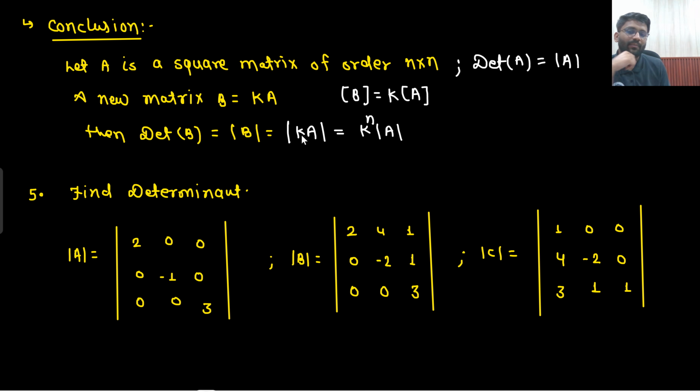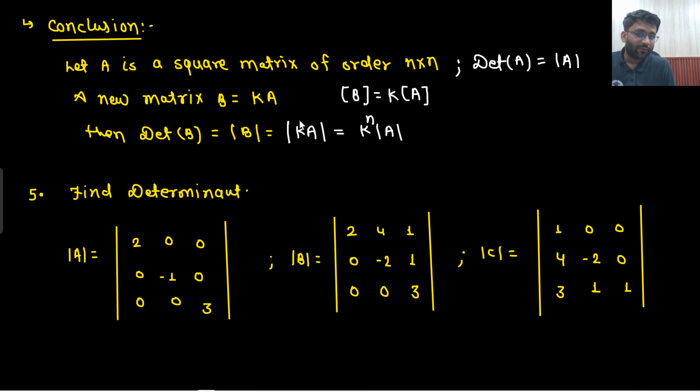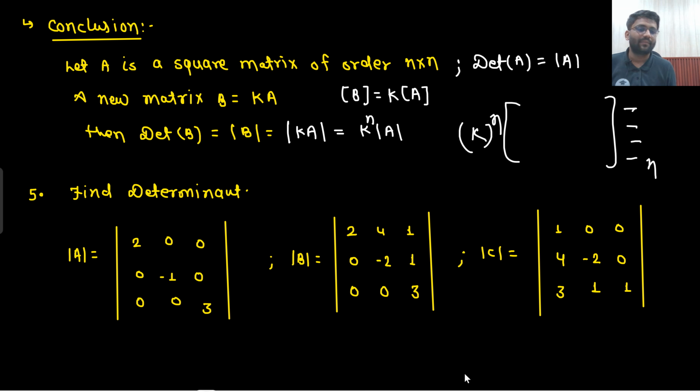Why is that so? Because when this K was multiplied to the matrix, it was multiplied to each element. But when it comes out in the case of the determinant, it comes out from each row. Minus 2 from here, minus 2 from here, minus 2 from here. So how many rows will there be? N rows. So it will come out from the first row, then the second, third, fourth, fifth, and sixth row. So total K to the power n. And I should have made the determinant sign here, not the matrix sign. Is that clear to you?